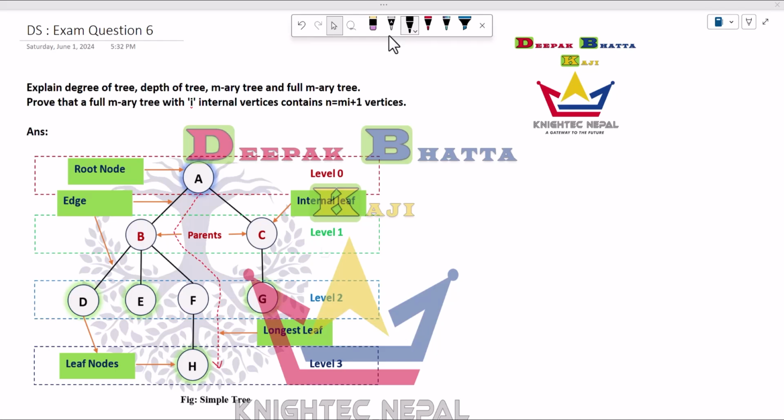So E is also a leaf node, but F is not a leaf node. This is an internal node because F has one node which is H. So we can call this F an internal node and H a leaf node. So likewise G is also a leaf node which does not have any further children. So this is the simple structure of a tree where we have root nodes, leaf nodes and internal nodes.